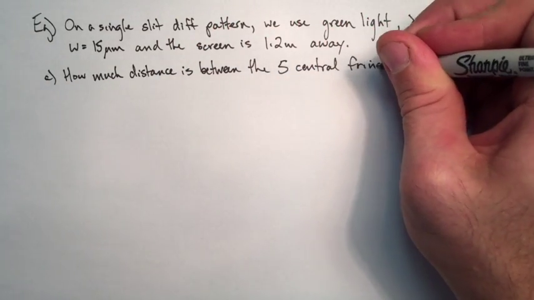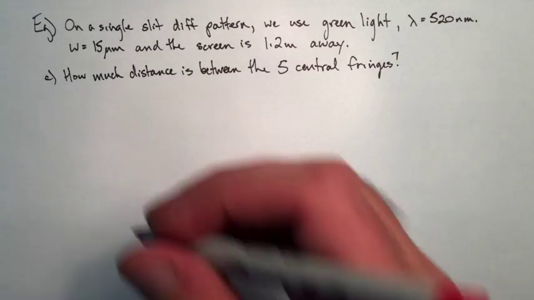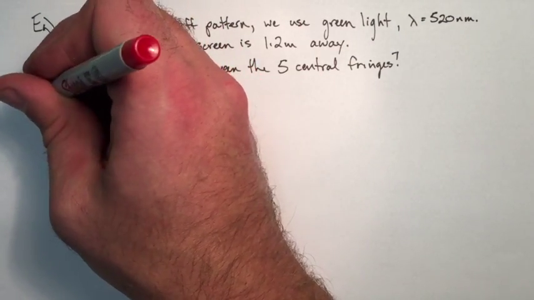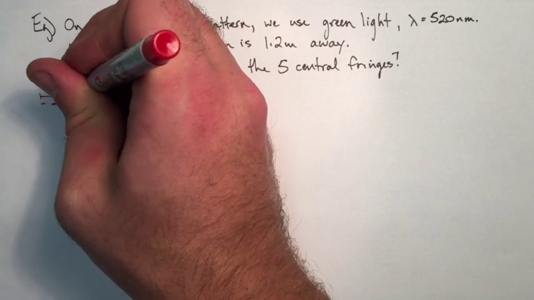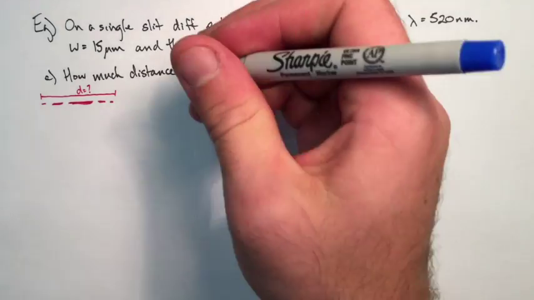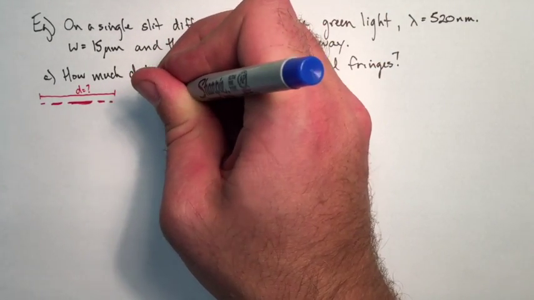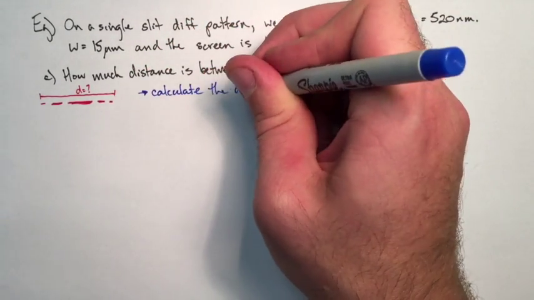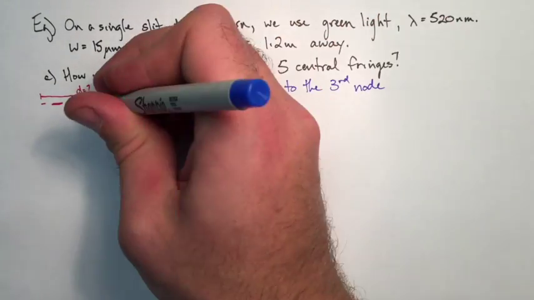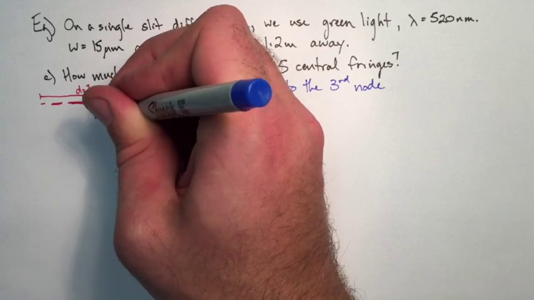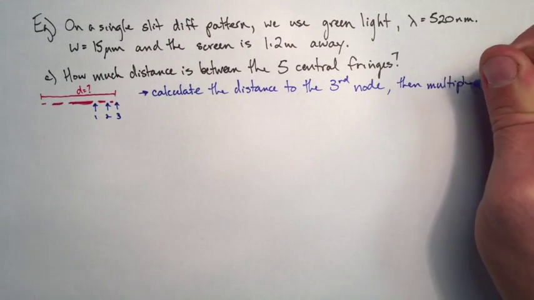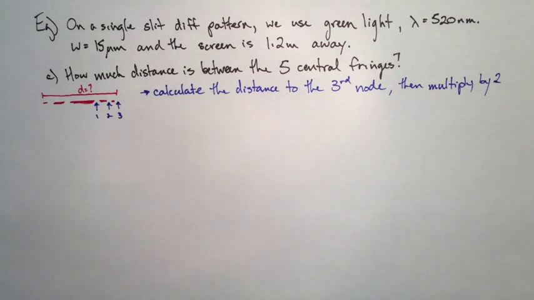So if we think of that middle bright fringe, the 2 outside of that, and then 2 more, those would be the 5 central fringes. We're going to try and calculate the entire distance between those 5. In essence, if we're going to encompass those outer fringes, we need to calculate the distance to the third node. If we find that distance, we multiply by 2, and then we have the total distance that would encompass all 5 of those fringes.